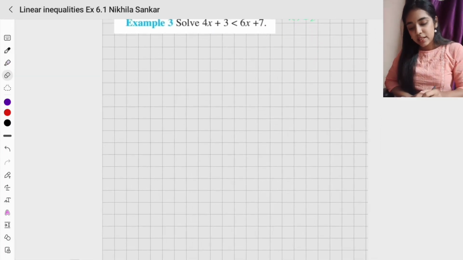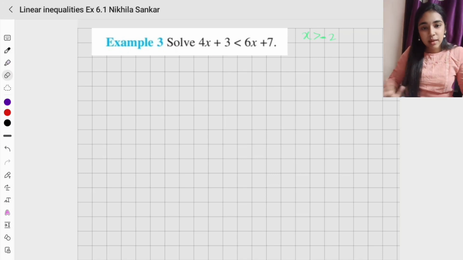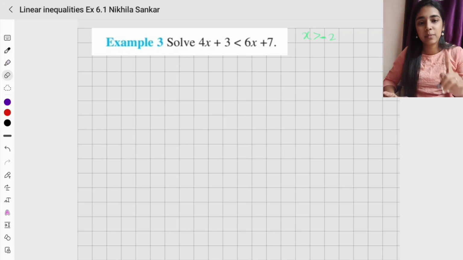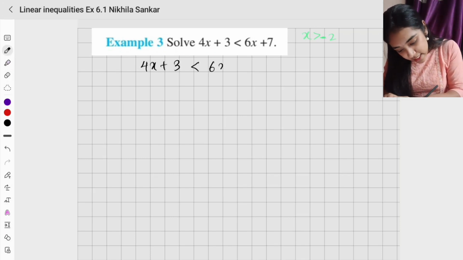Example 3. So shall we solve it? I'm not going to do adding minus 3 on both sides, adding plus 7 on both sides. I'm not going to do all this. I'm going to directly do it. So please pay attention. Don't mess up with the inequalities. Only when multiplying or dividing by a negative number, I go slowly. Okay, so now what do I have? 4x plus 3 less than 6x plus 7.